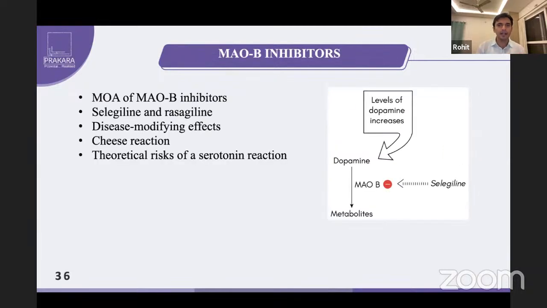Some other drugs that are helpful are monoamine oxidase B inhibitors. So the commonest examples are selegiline and rasagiline. These also have a disease modifying effect on Parkinson disease. So what they do, again, their action is similar to carbidopa. So they prevent the metabolism of levodopa. So they make more of levodopa available to reach the central nervous system, and then the effects of levodopa can be enjoyed by the patient.